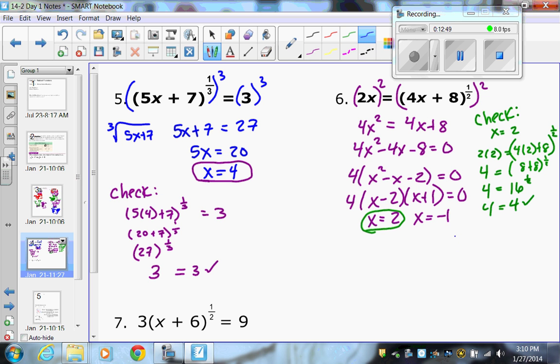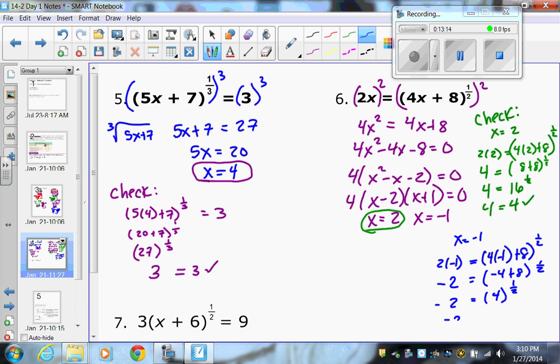So then 2 works. Negative 1. So we're going to check x equals negative 1. We have 2 times negative 1. Does that equal 4 times negative 1 plus 8 raised to the 1/2? So we get negative 2 equals negative 4 plus 8, which is 4. And 4 to the 1/2 is a positive 2. So negative 2 does not equal 2. Therefore, this is an extraneous solution. It is not part of our answer. So our only solution on number 6 is x equals 2.